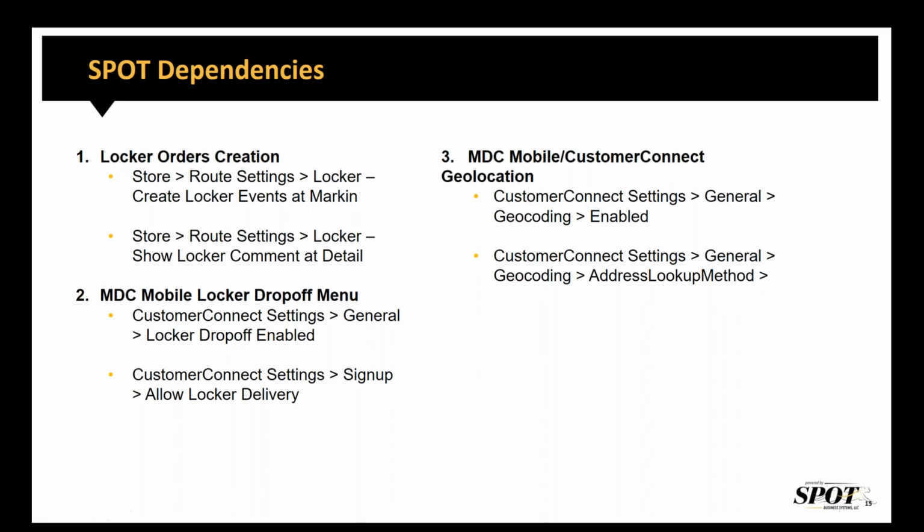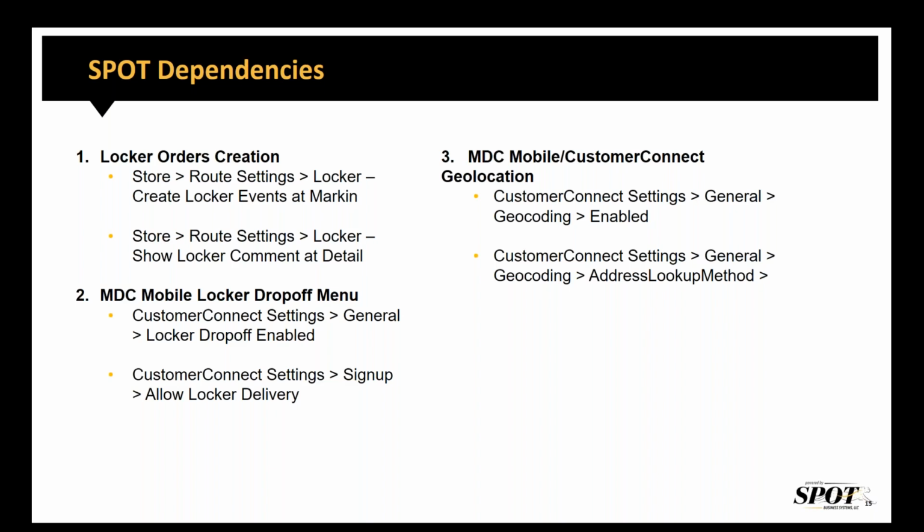This can be found at the store route settings: locker-create locker events at mark-in, and store-route settings: locker-show locker comment at detail. The one above is going to actually allow you to create locker orders, period, at the store. If this is not selected, no orders will be created as locker. The one on the bottom is in case the customer left a comment on their locker drop-off via the mobile app or Customer Connect, then that can be shown at the time of the detail, like a customer memo of sorts.